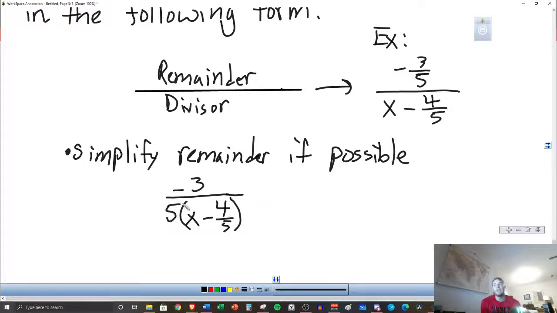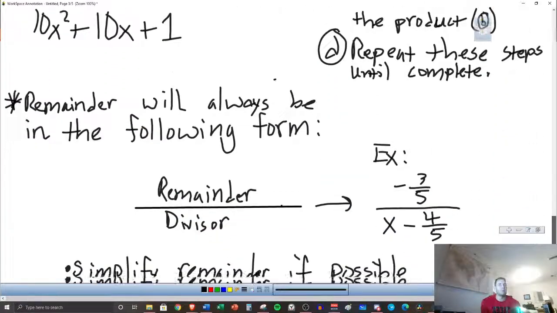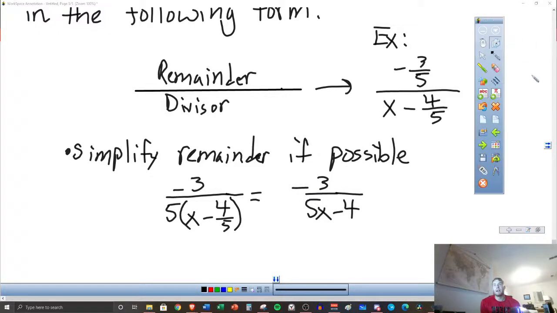And now down here we can distribute, so we're multiplying. So this is equal to negative 3 over 5x, and then these 5s here will divide away. So here is my simplified expression, and you'll notice that this 5x minus 4 is actually what we had originally as a divisor. That will always happen, by the way. Okay, so here is our new expression. I'm going to pull this negative out in front.